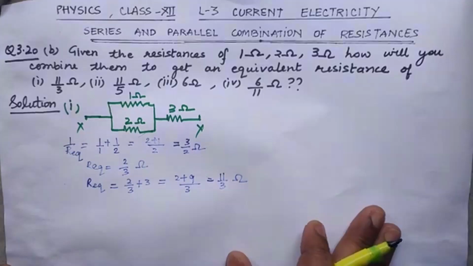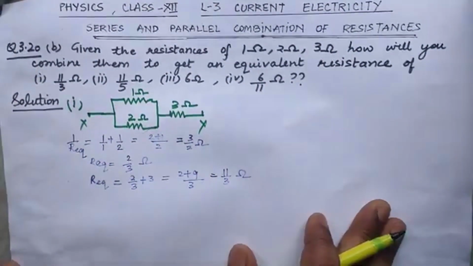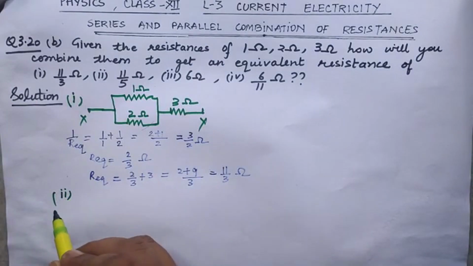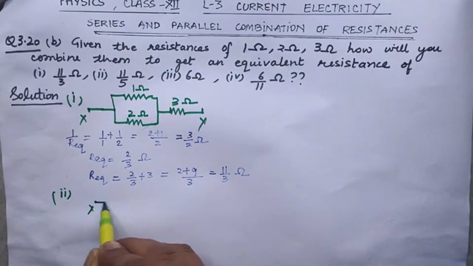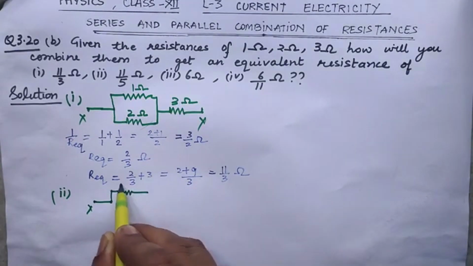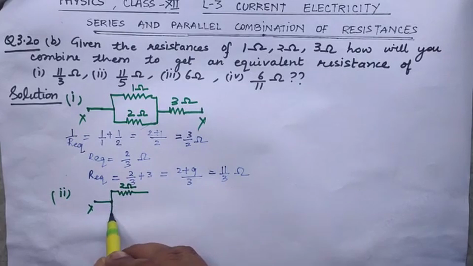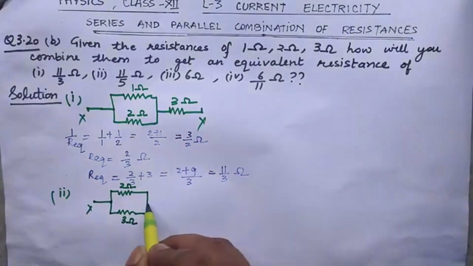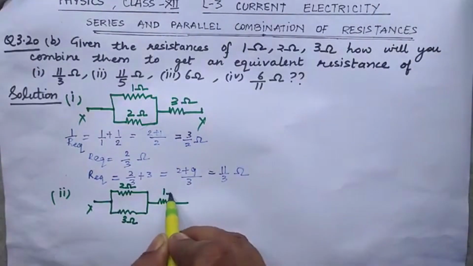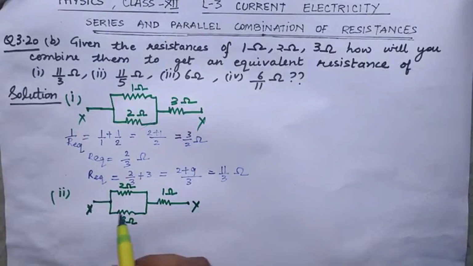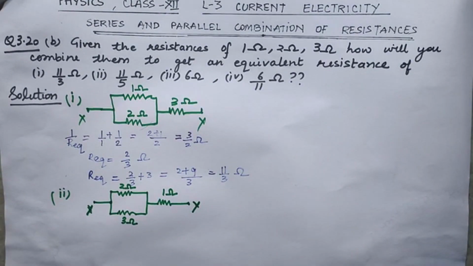Second part says you need to have the equivalent value as 11 upon 5. So let's draw the diagram for this. We have the starting point X. From here, if we now take 2 ohm and 3 ohm in parallel to each other and join the 1 ohm resistance in series with this combination, this is XY, then let us see what is the value of the equivalent resistance we are getting.